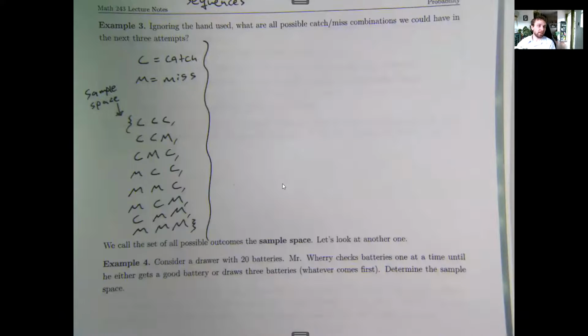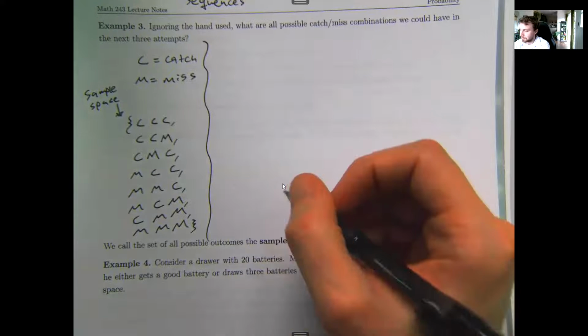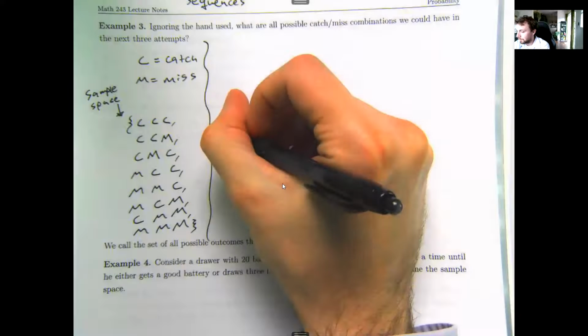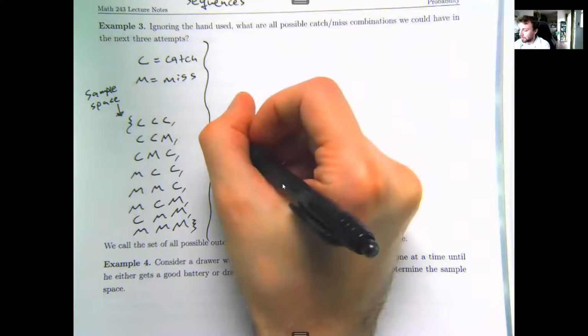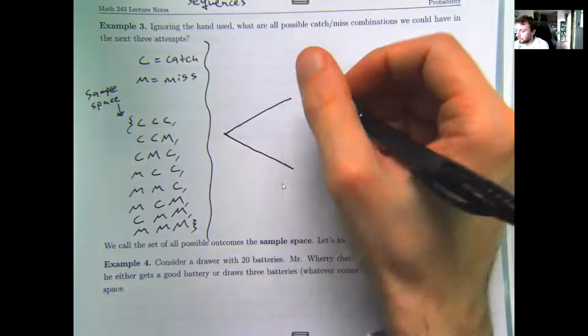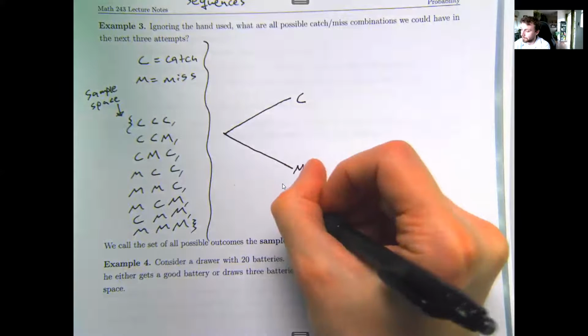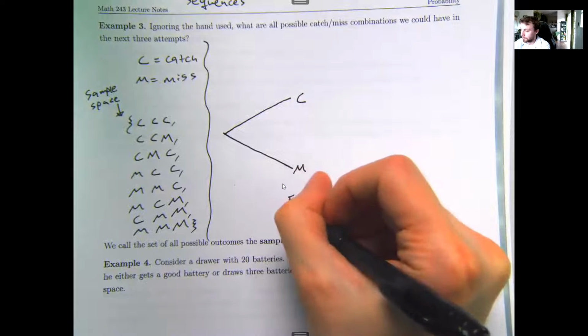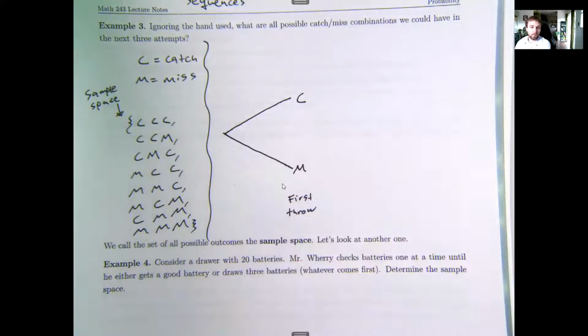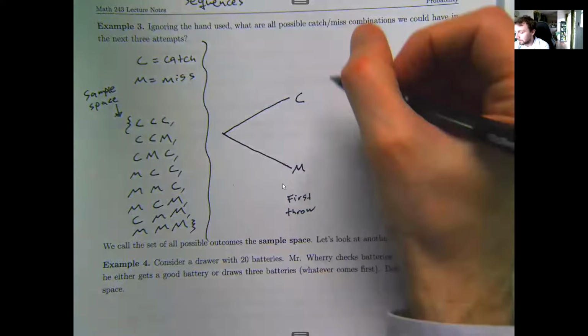Now, if I wanted to try to visualize this, I could make some sort of a tree diagram, something that would show what could happen for each possible throw. So let me try to draw this out just to see what this looks like. This first set of branches here is either a catch or a miss. This represents the first throw. Let's see what can happen on the next one.